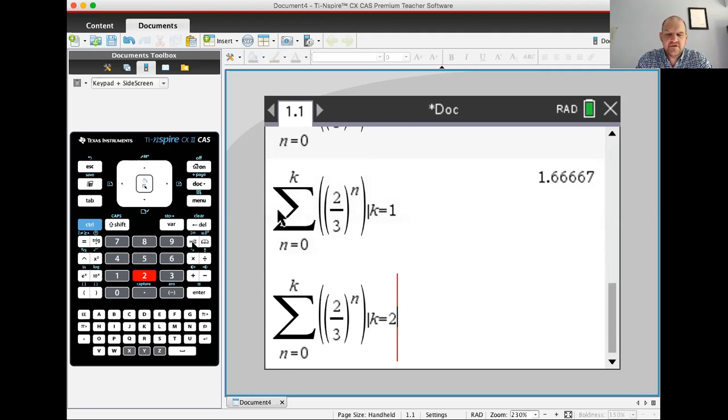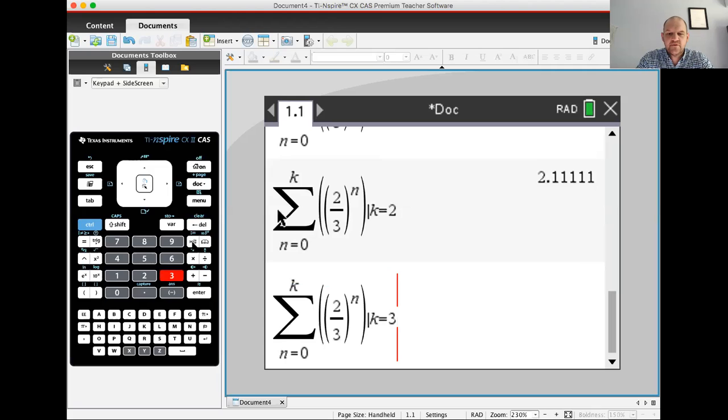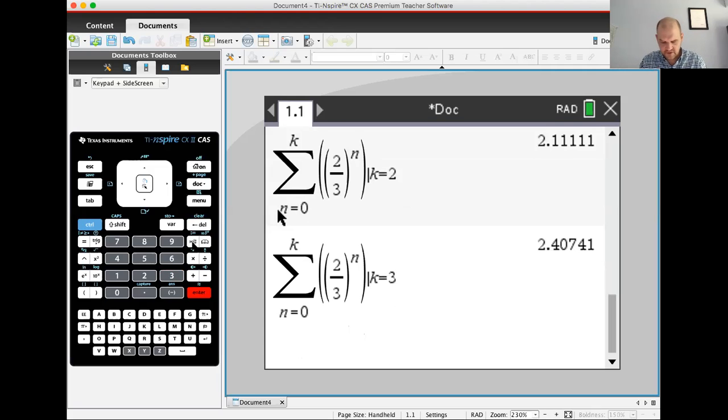Let's see, plug in 2, I'm going to do control enter, 2.111. So it got bigger, and then let's go 3. I'm writing these in on the notes, 2.4. So it's getting bigger, maybe it's converging on like 2.5 maybe. Just trying to speculate.